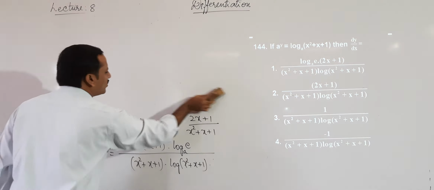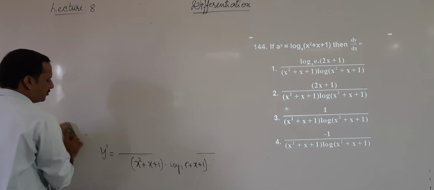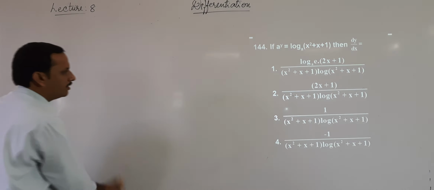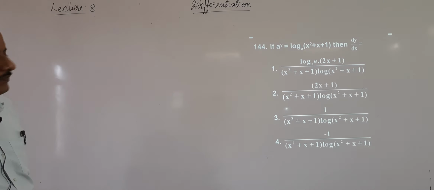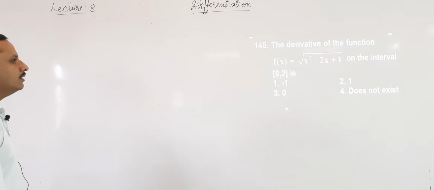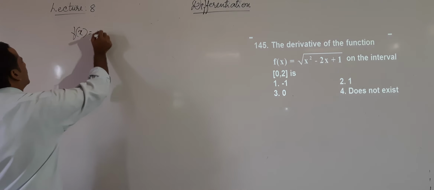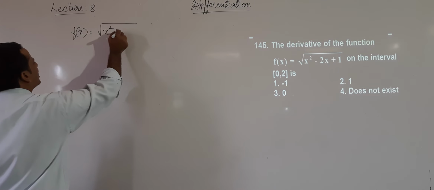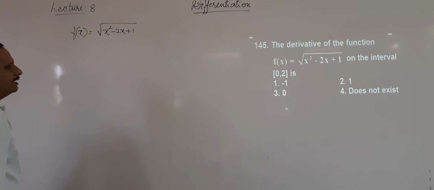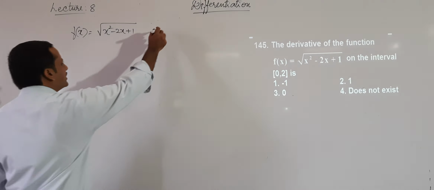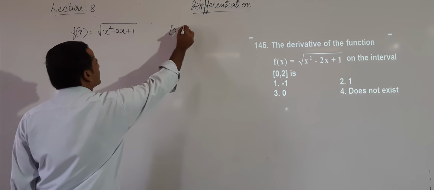Okay, let me solve one more problem before I stop this class. Question number 145. The derivative of the function f of x is equal to root of x square minus 2x plus 1 on the interval 0 to 2 is.